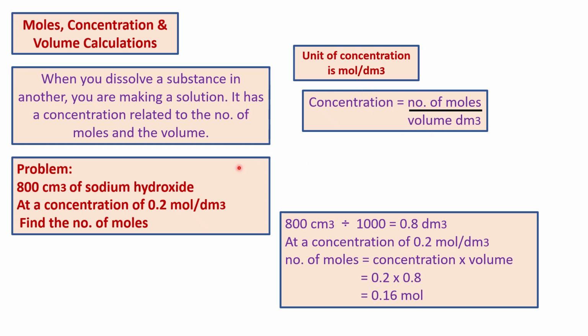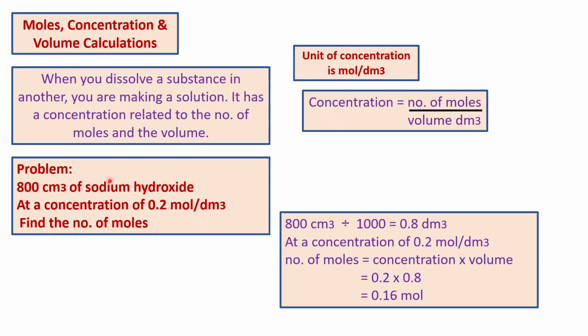Now, if you want to calculate the concentration, you divide the number of moles by the volume. If you want to calculate the number of moles, you multiply the concentration times the volume. And if you want to know the volume, you can exchange the volume and concentration, and the volume equals number of moles divided by concentration.